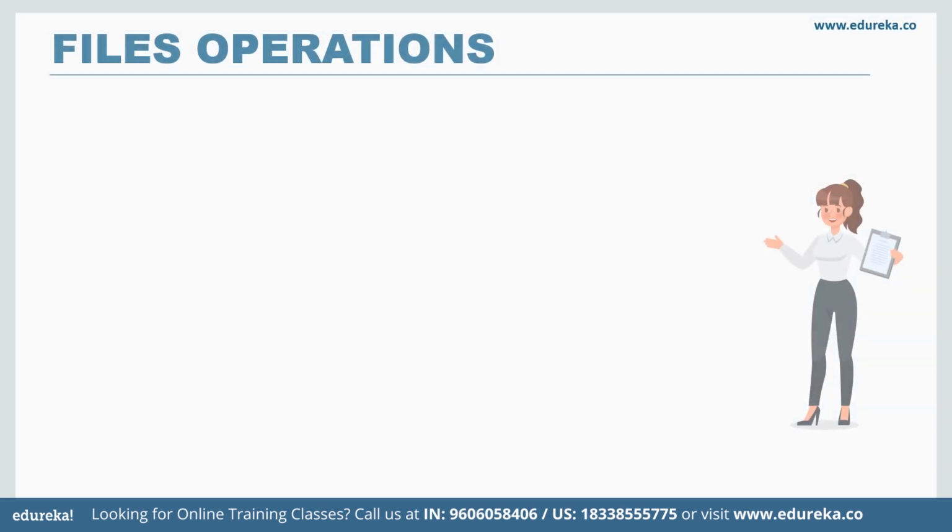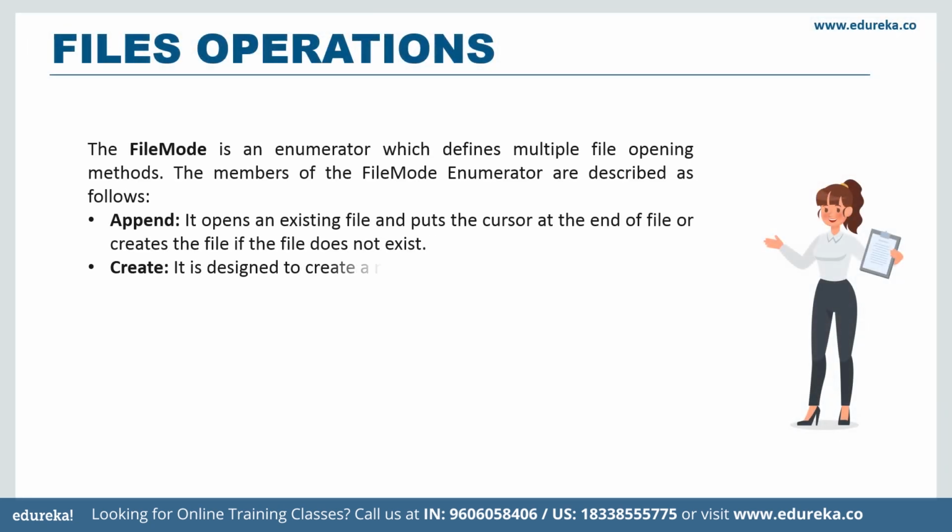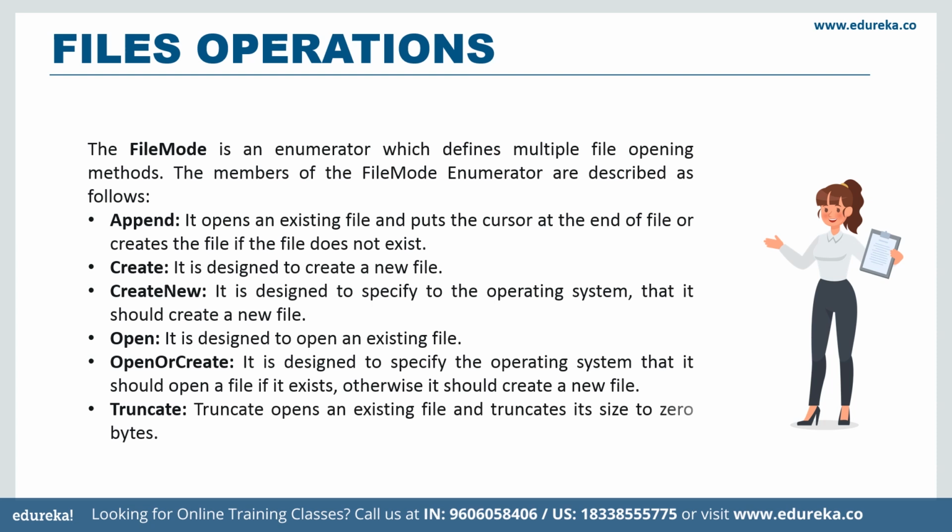The file mode is an enumerator which defines multiple file opening methods. The members of the file mode enumerator are described as follows. Firstly, append. It opens an existing file and puts the cursor at the end of the file or creates the file if the file does not exist. Next, create. It is designed to create a new file. Followed by that, we have create new. It is designed to specify the operating system that it should create a new file.